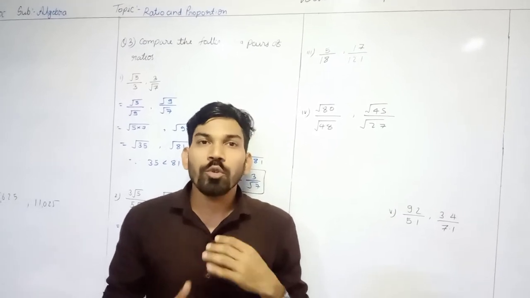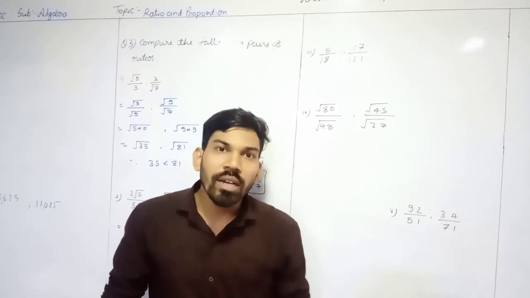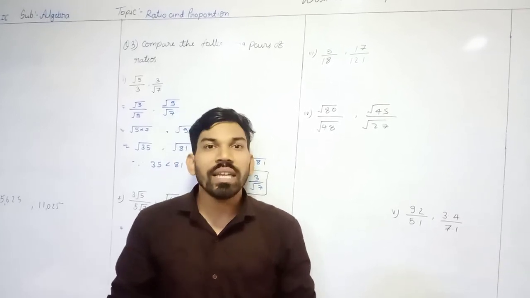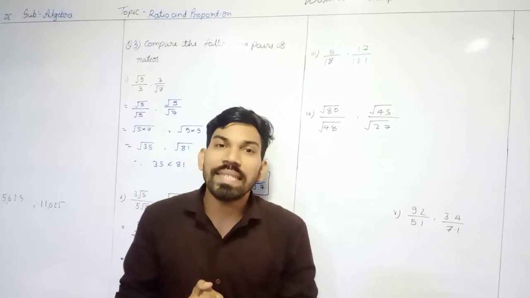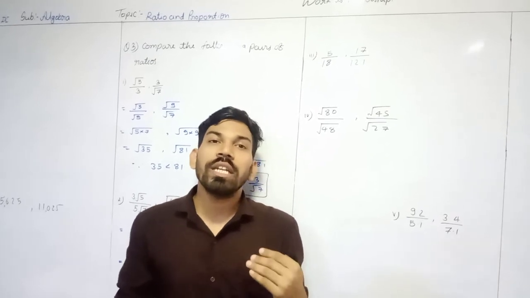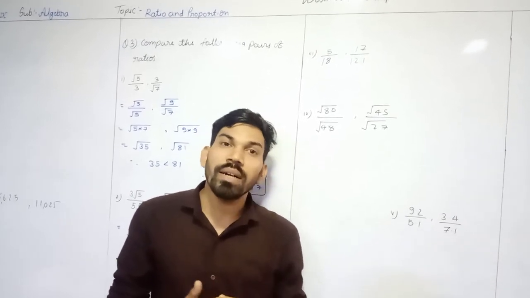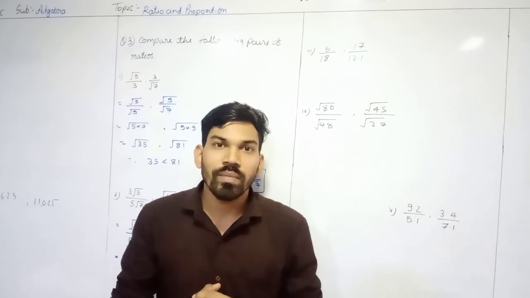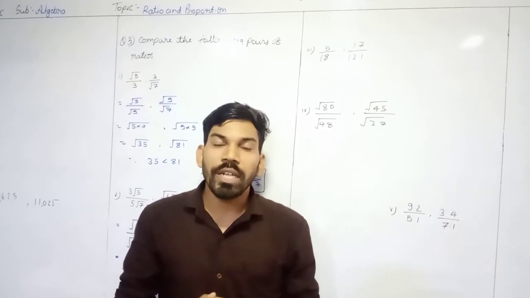This way we have to do the comparison, and we also learned the property that A upon B is equal to AK upon BK. It means if you are going to change the ratio, you have to multiply or divide by the same number at the same time in the numerator as well as in the denominator. That is the rule, that is the property we learned.